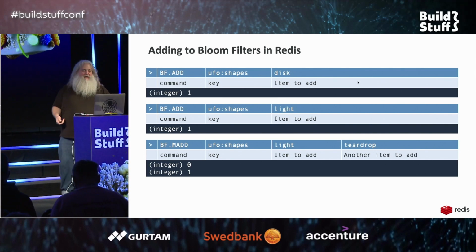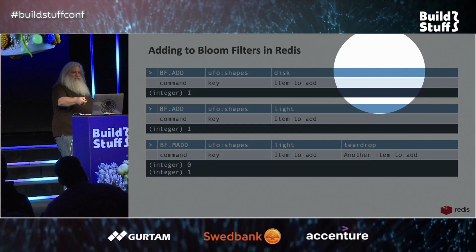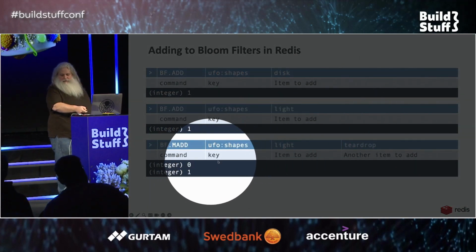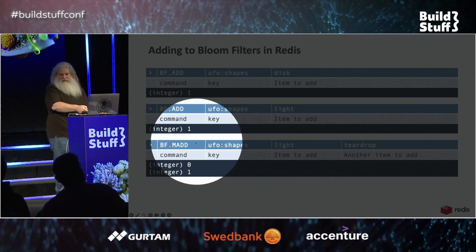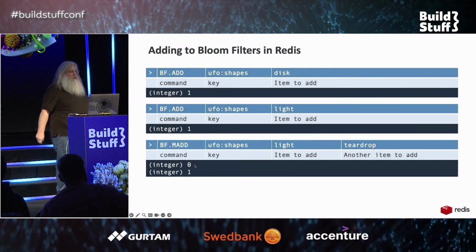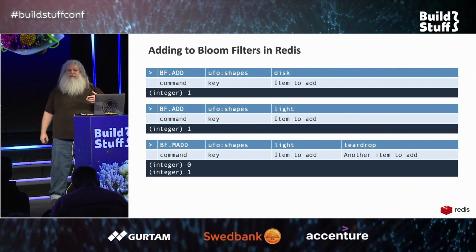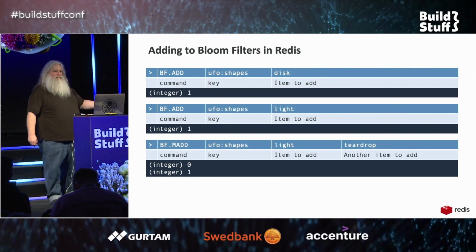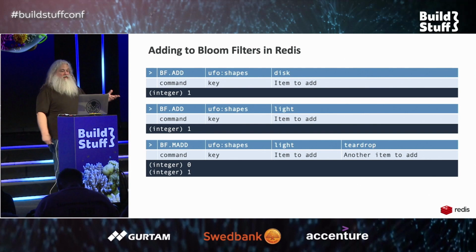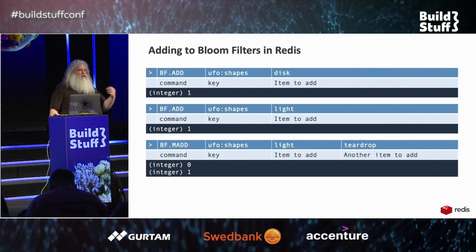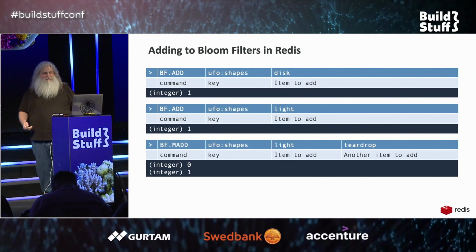But you can see what's interesting here is that I'm adding light a second time, right here, and I'm adding lighting teardrop, and it returns 0 or 1 to tell you whether you've modified the state of the Bloom filter or not. So you can actually just add something and find out whether you've changed it or not. You'll know whether it's a duplicate or not. So light comes back as 0 because the Bloom filter didn't change.